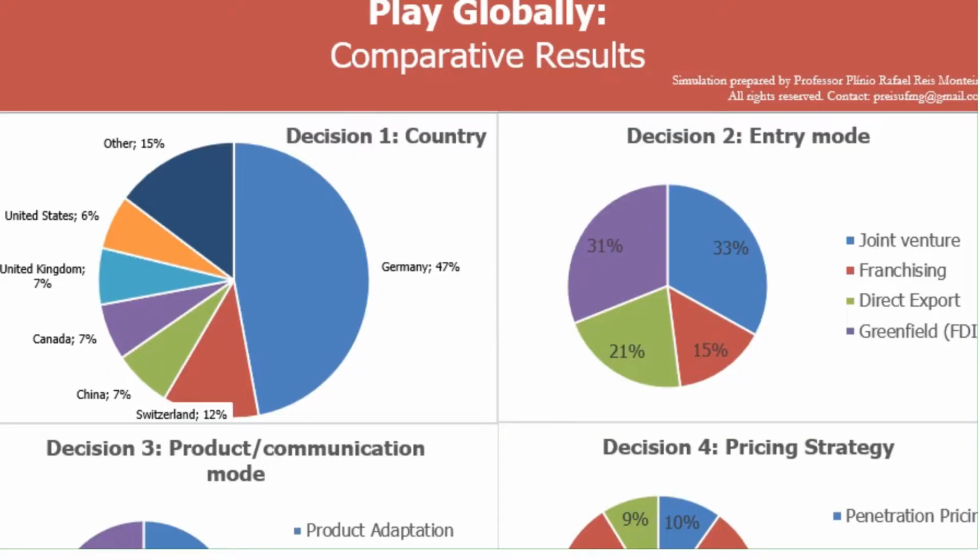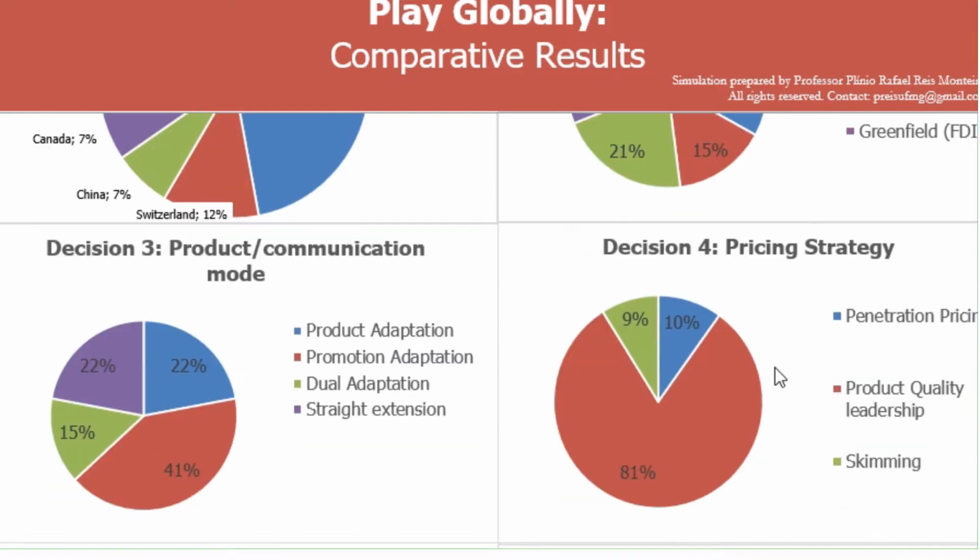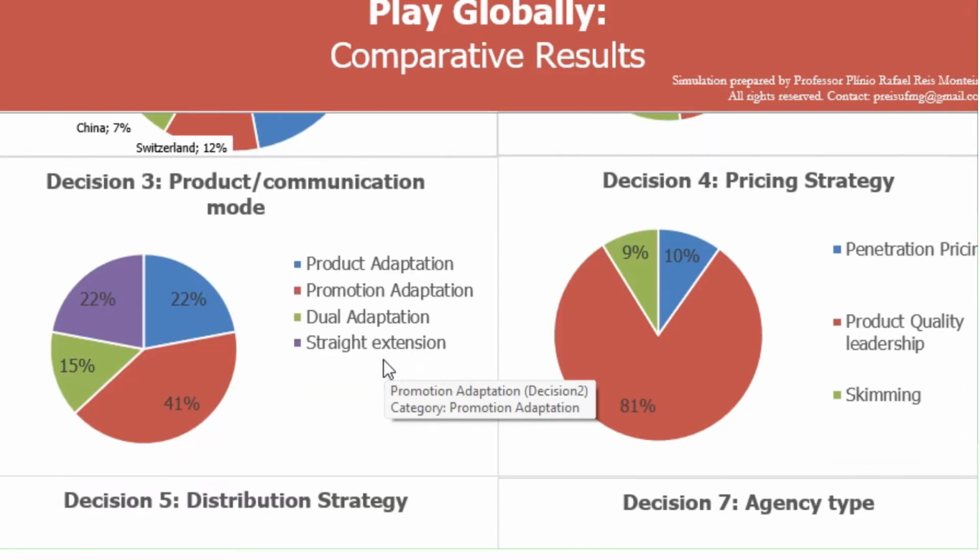You can go to the comparative report, and here you'll be able to see the main decisions made by your colleagues. You can see which countries most of your colleagues chose for the simulation and the most used entry modes. For instance, Germany was the country with the highest level of selection, and in second place you can see joint venture, with a lot of people choosing it. Most students chose product quality leadership and promotion adaptation as the product communication mode.